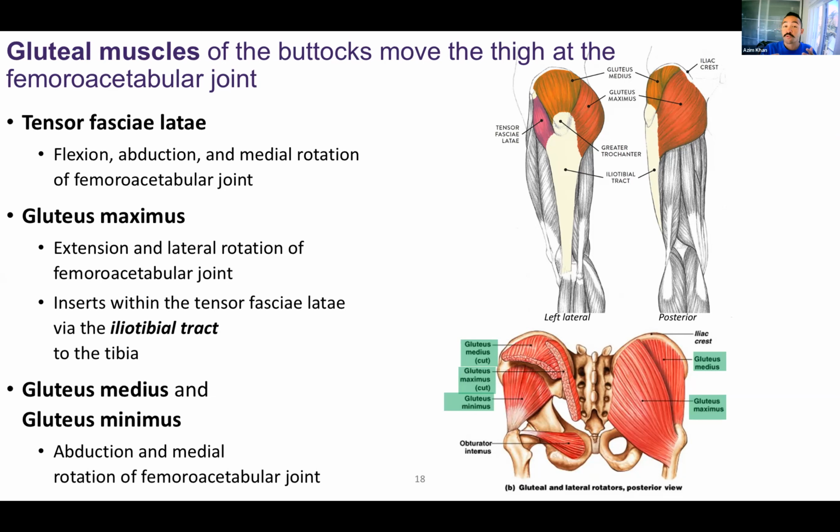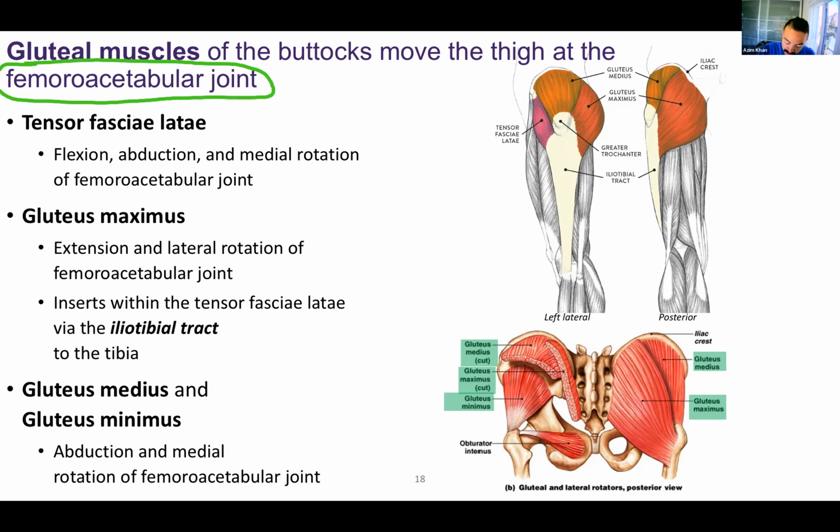The gluteal muscles, there are 4 of them, 1, 2, 3, 4, that I'd like you to know. They're attached in the gluteal region on your butt, and they're all moving the same joint. They all move your hip, your femoroacetabular joint.